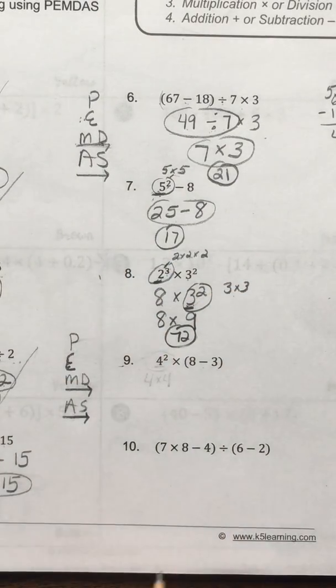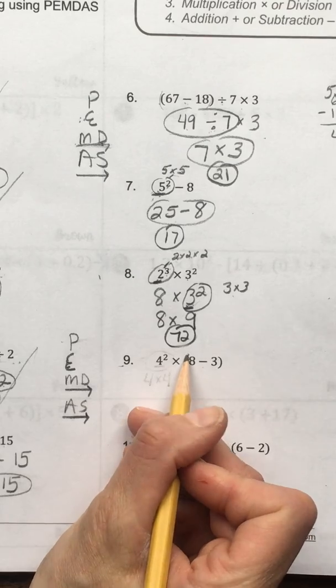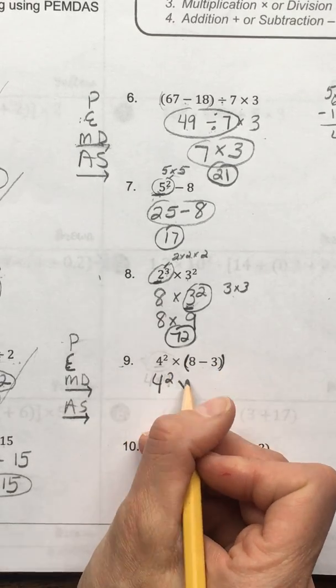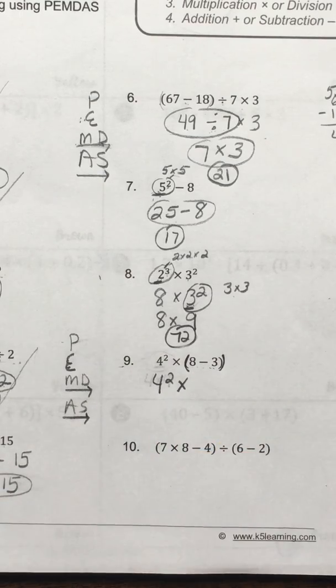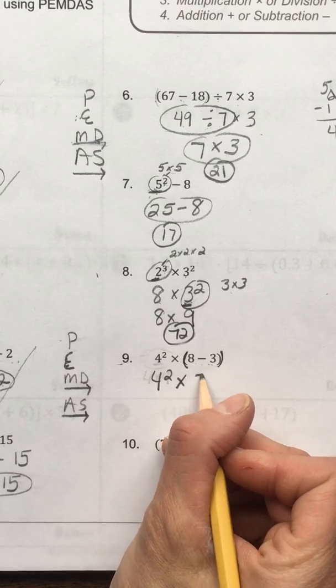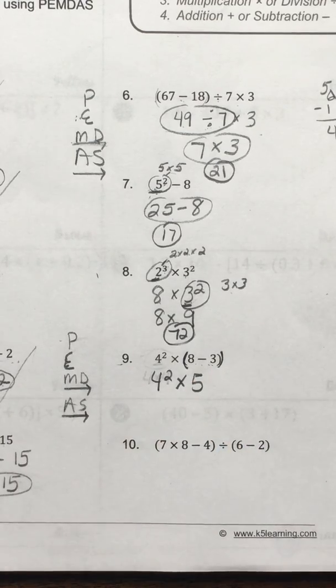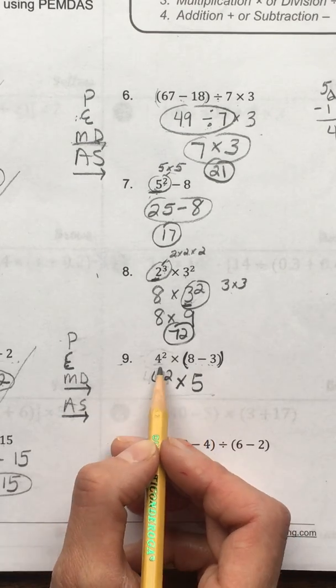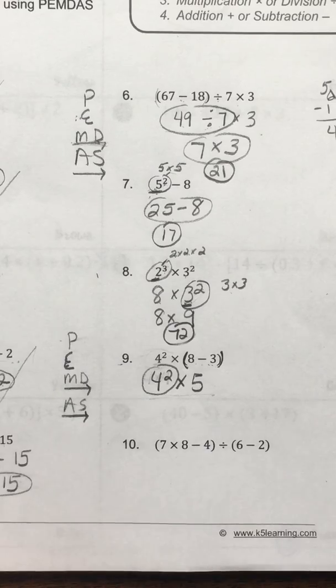What was more important? Parentheses, that is more important. So I recopy this part, and then I solve what's in parentheses first. I hope you caught that. 8 take away 3 is 5. Okay, now I have a multiplication I can do, or I can do the exponent. Now it's time to do the exponent.